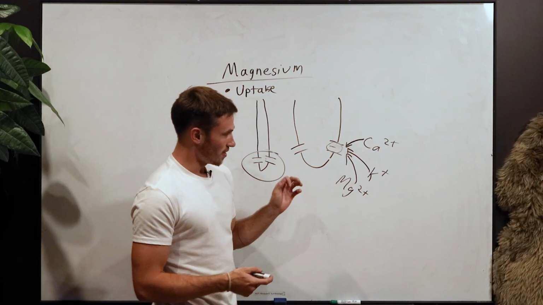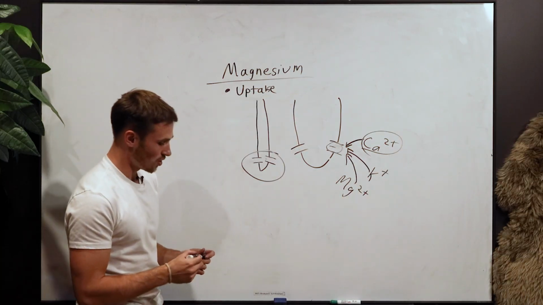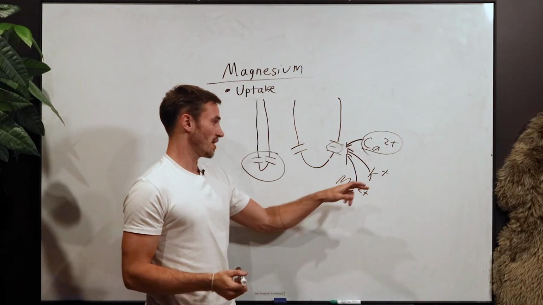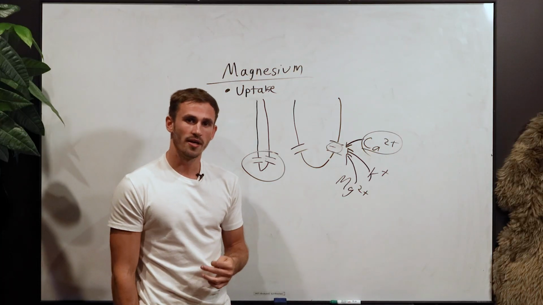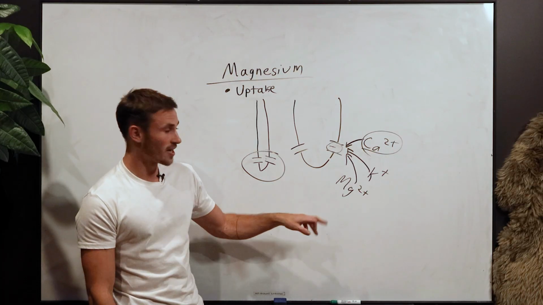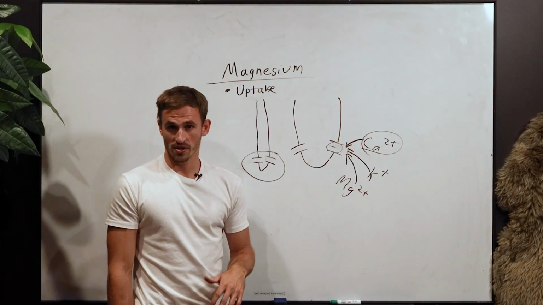Now, the issue with this is there's way more of these guys. And so instead of calcium, potassium, magnesium, it could be all calcium. And so plants have developed a solution to this. Because magnesium is so important, they make a magnesium transport system.